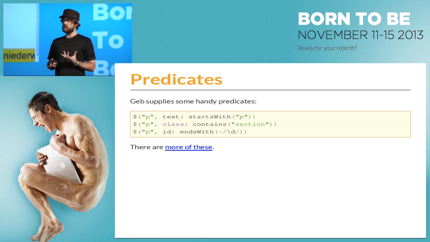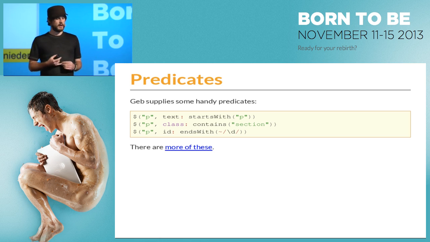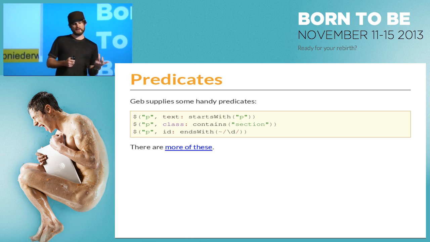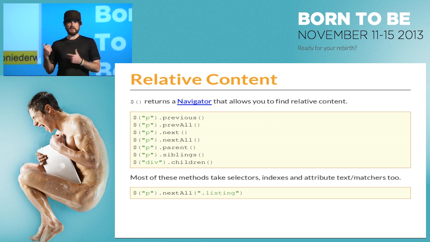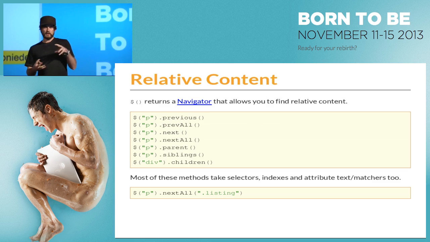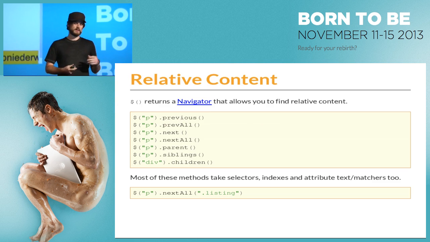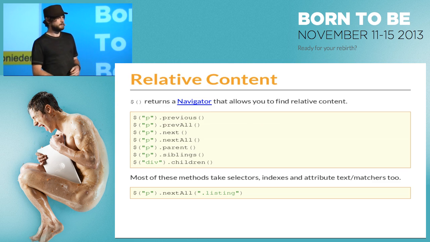Geb supplies a bunch of predicates that I can use. So if I want to grab all the paragraphs whose text starts with the letter P, I can use starts with, contains, ends with. There are case-insensitive variants. I can use regular expressions with these. It's very useful for grabbing content where you can't get to it cleanly with the CSS selector or something like that.